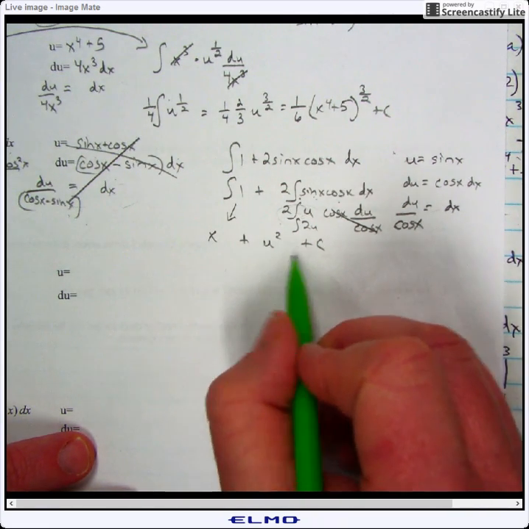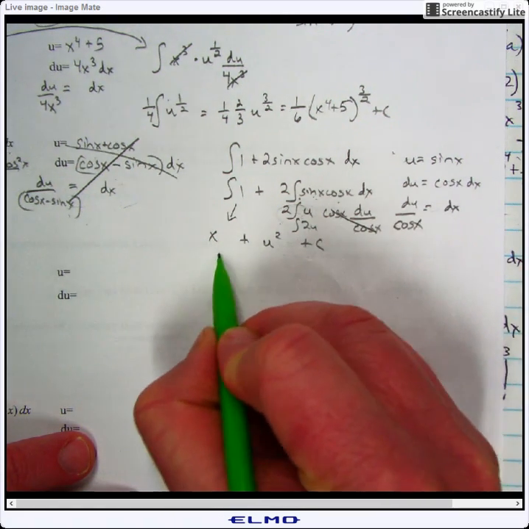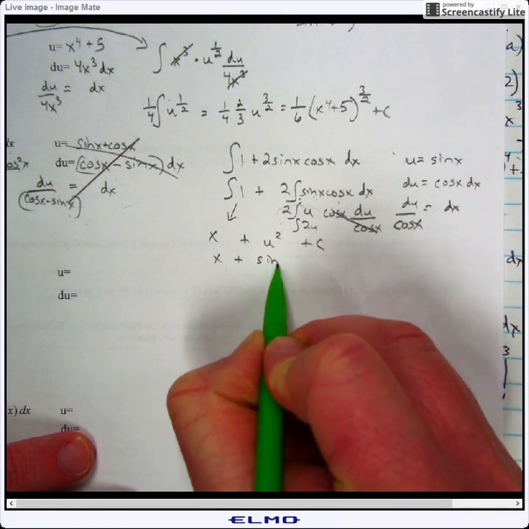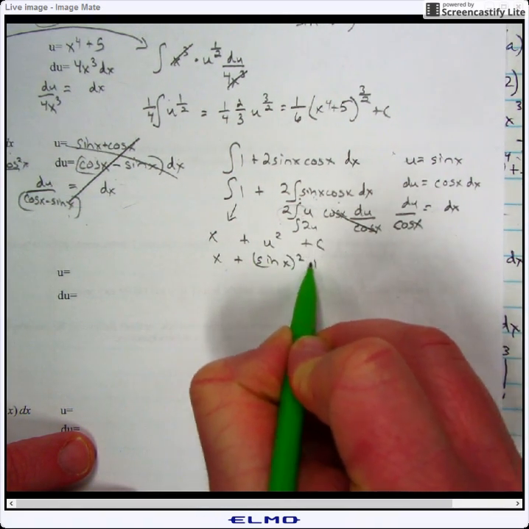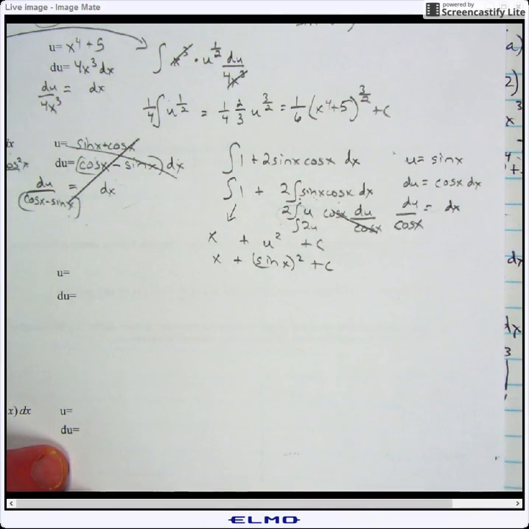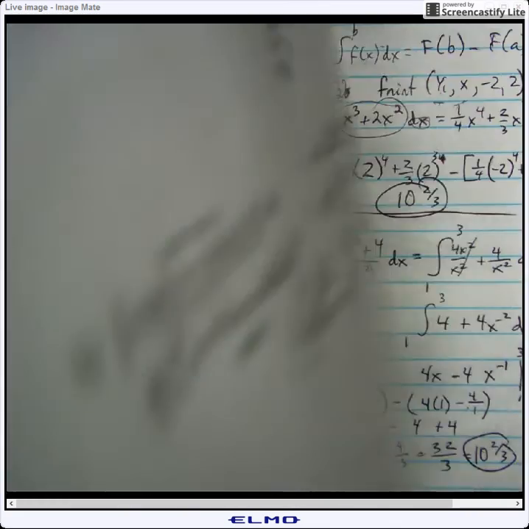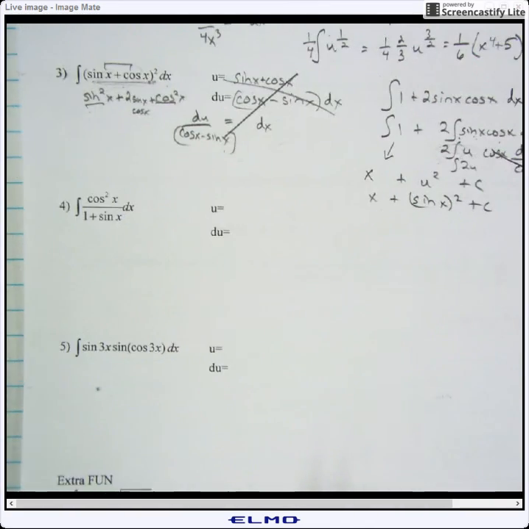And then the last step would be to put sine x in there. So we have x plus sine x squared plus c. So sometimes perseverance is more important than getting all the steps right. Trying different things.